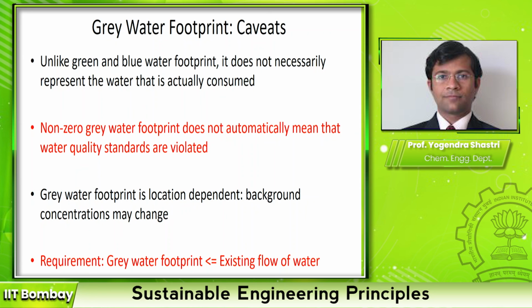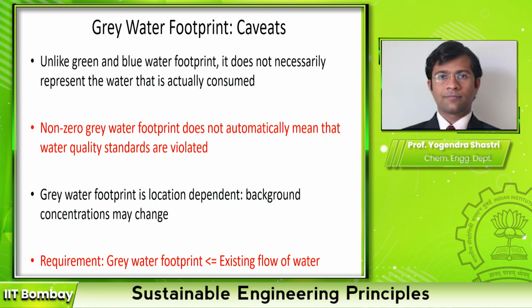A non-zero grey water footprint does not automatically mean that the water quality standards are violated, as we have seen in the example. You can reach the water quality standard by adding more water. The third important point is that grey water footprint is going to be location dependent, because the natural concentration of the pollutant is going to be different. So if you are discharging pollutant into a lake versus a river in two different geographical regions, you may require lesser or more quantities of water. So your grey water footprint will change.